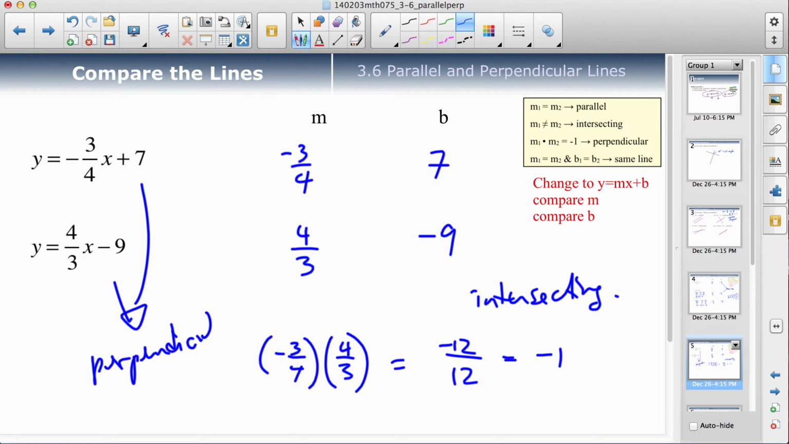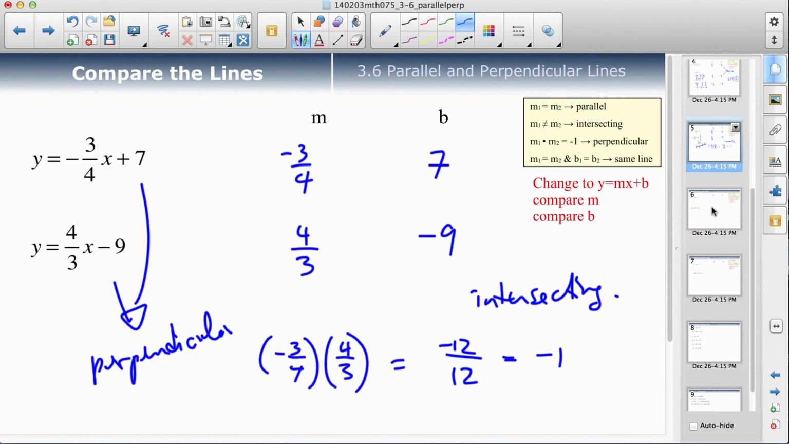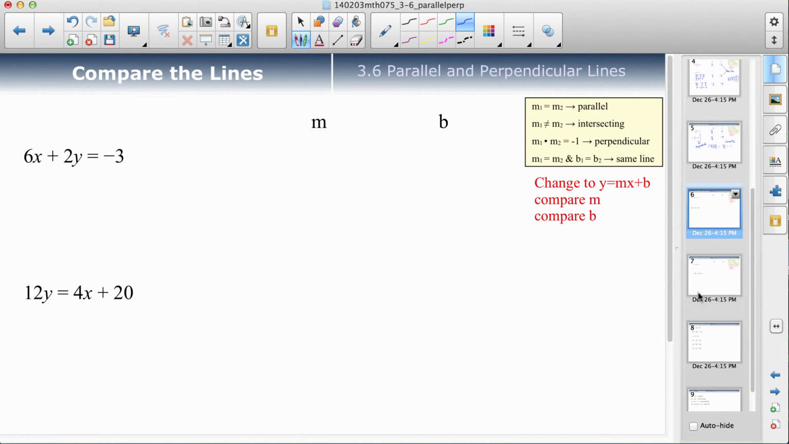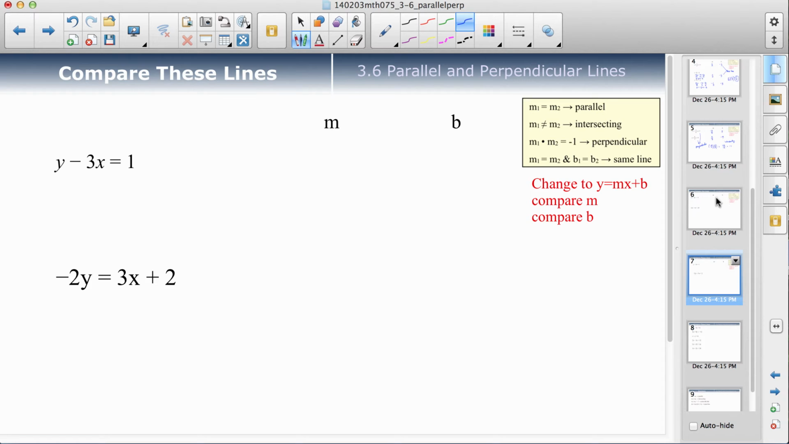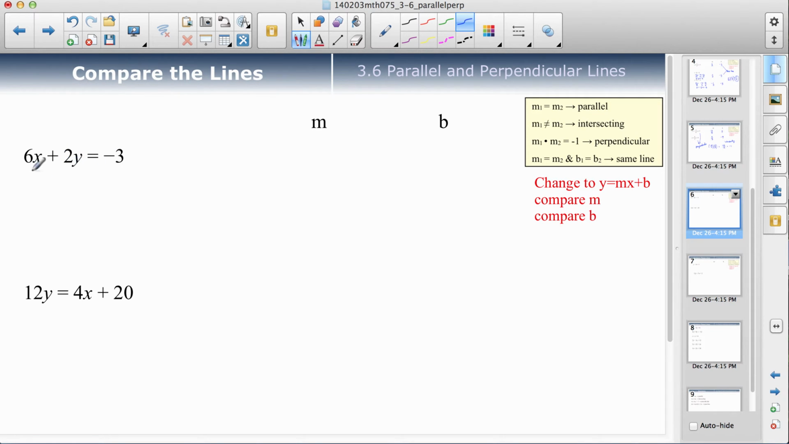Okay, getting onto the pattern here. Let's try another one. I just have another couple that we can try. Should I try that one? Sure, let's try this one. Move the 6x over. 2y equals negative 6x minus 3. Divide everything by 2. So this will be y is equal to negative 3x minus 3 over 2. I just sort of did that divide by 2 in my head. You can write out another step if you want. Anyway, the slope is negative 3. Y-intercept negative 3 over 2.